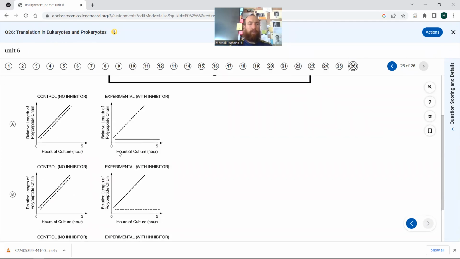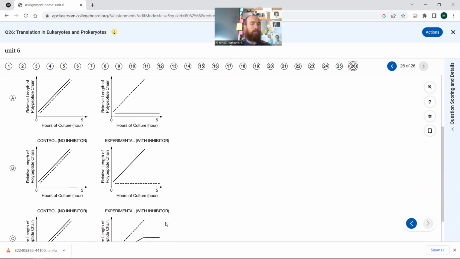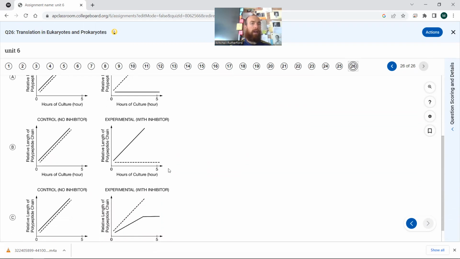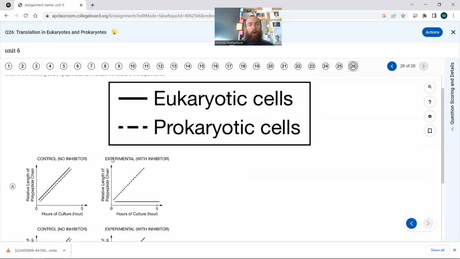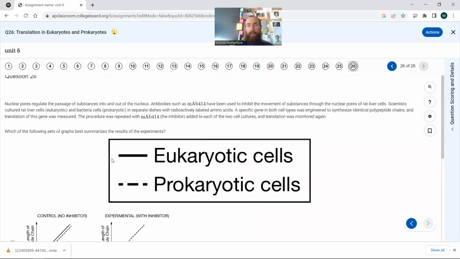Okay. Our x-axis is almost always time. That's what we're seeing here over 5 hours. And the y-axis is the length of the polypeptide chain. So I'm writing it right there: protein length and then time. So all I have to do when I'm looking up here is ask, is it eukaryotic or prokaryotic? Do we have bacteria making long proteins, or do we have eukaryotes making long proteins? That's all I'm looking for.